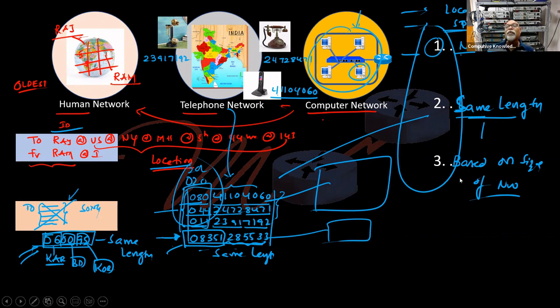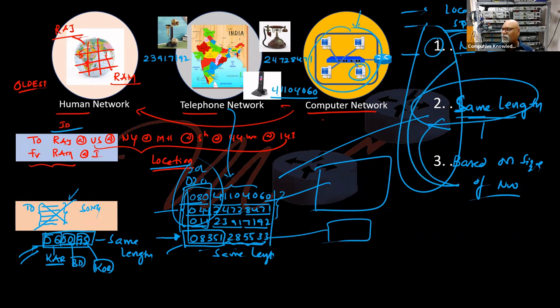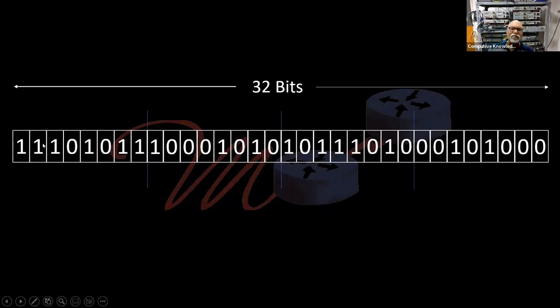So how these qualities are implemented in an IP address is what we are going to see now. First, I will take the quality of same length, and then divided into multiple sizes based on network ID and host ID. First, same length. It's a 32-bit binary number, 32 zeros and ones. That is the length of an IP address at this point.